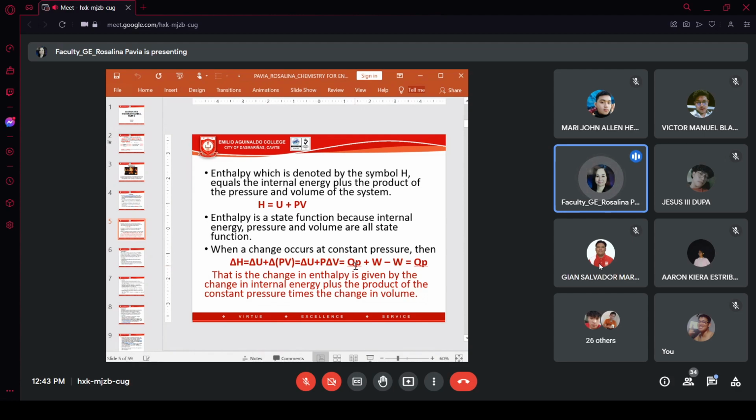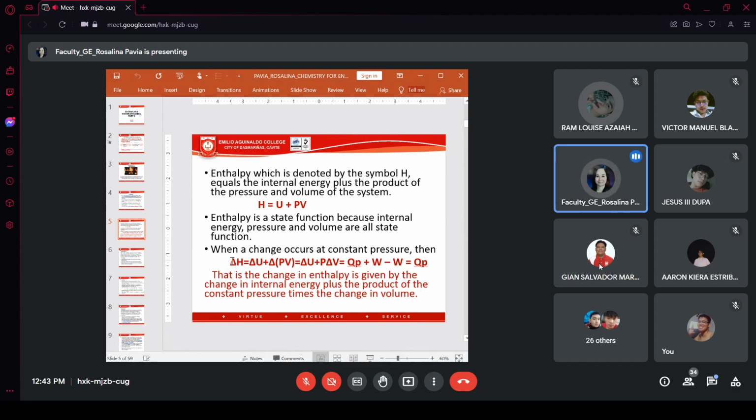Pag nirelease siya, negative. Pag na-absorb, positive. Okay? So, ni-note nyo na? Noted na ba sa notes nyo? Ma'am, pwede mo maulit? Yung principles na sinasabi ko sa inyo that you should remember.